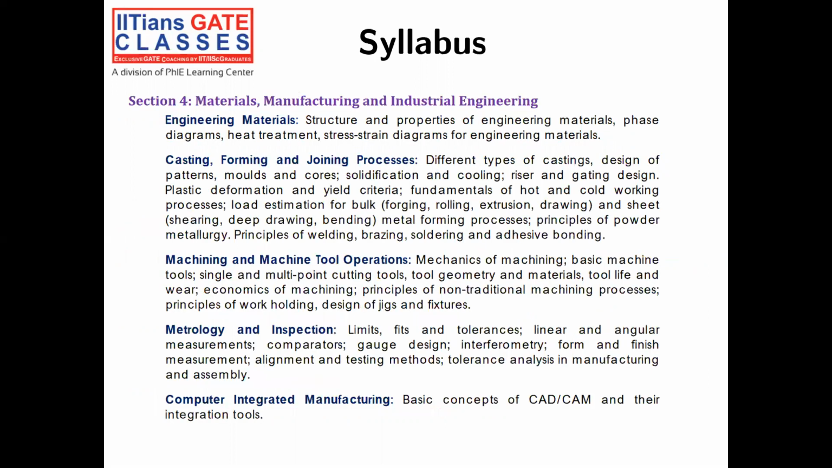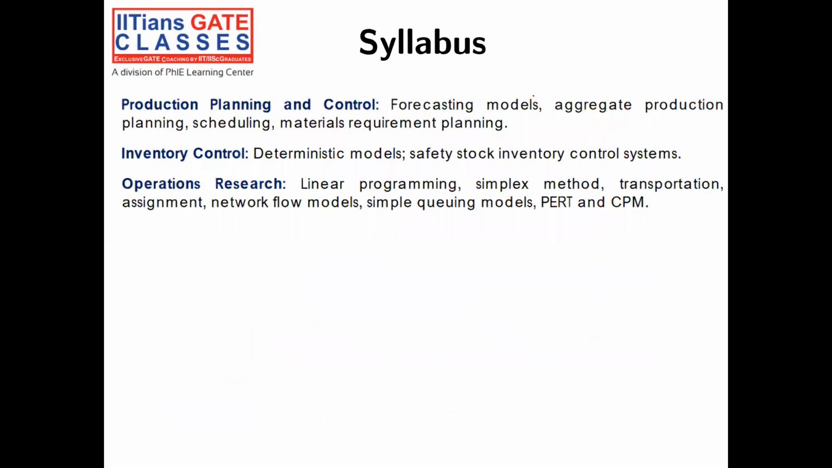Okay. So coming to the syllabus for manufacturing science and engineering and industrial engineering, if you see the syllabus in the GATE portal, section 4 is completely comprising materials, manufacturing and industrial engineering. All three are covered by me. You can see there are lots of topics like engineering materials, casting, forming, joining processes, machining and machine tool operations, metrology and inspection, computer-aided manufacturing. All these come under materials and manufacturing. So only industrial engineering is left, and that will be in the next slide. Production planning and control, inventory control, and operations research come under industrial engineering.